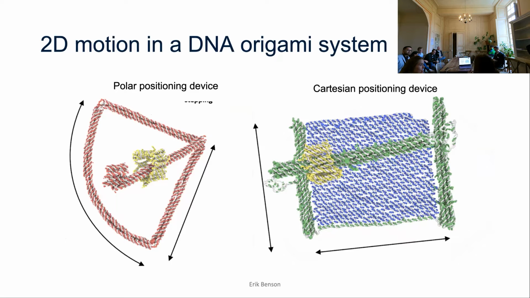So somewhere around 5 megadalton, or like 100 by 100 nanometers, something like this. So when you go bigger, you need more structures. In this case, we needed to build 3 separate components that we link together, or 2 separate for the polar positioning device.